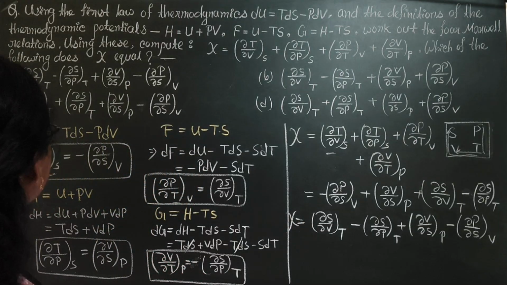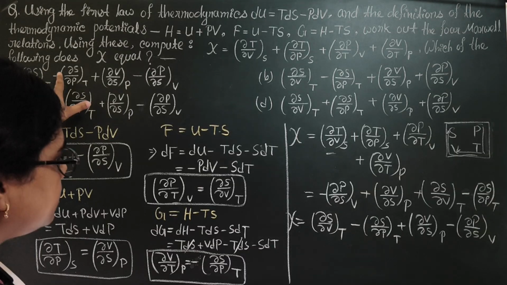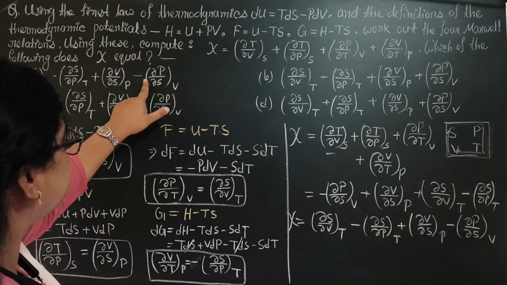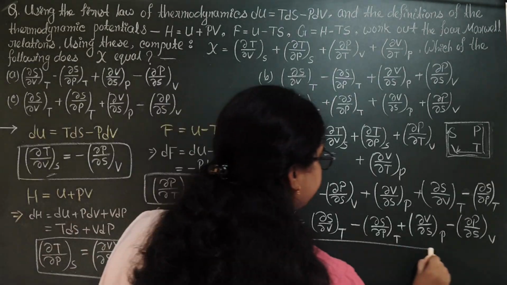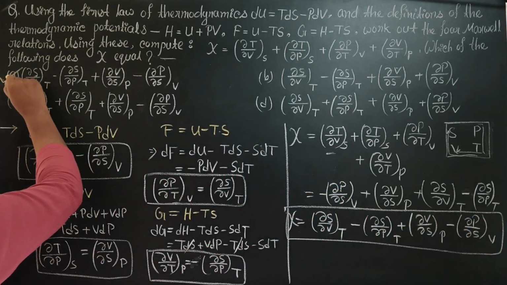So check the options. First option: del S del V at constant T minus del S del P at constant T plus del V del S at constant P minus del P del S at constant V. So our correct answer will be option A.